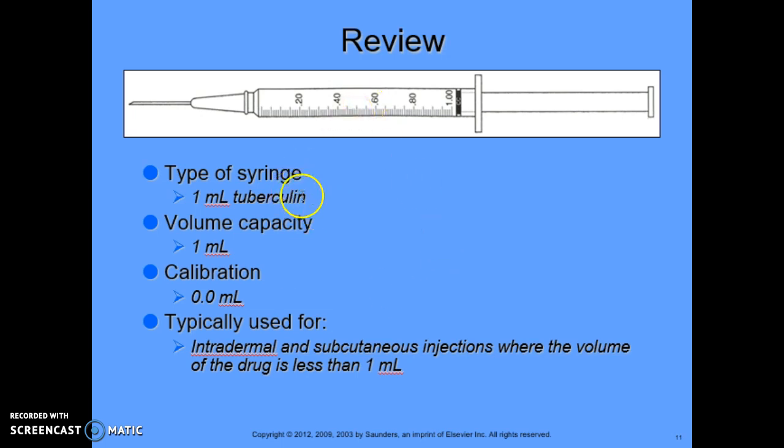This shows you that we said it was a 1 milliliter tuberculin. The volume capacity was 1 milliliter. The calibration usually starts, I think that should say 0.01, and it's typically used for intradermal and subcutaneous injections where the volume of the drug is less than 1 milliliter.